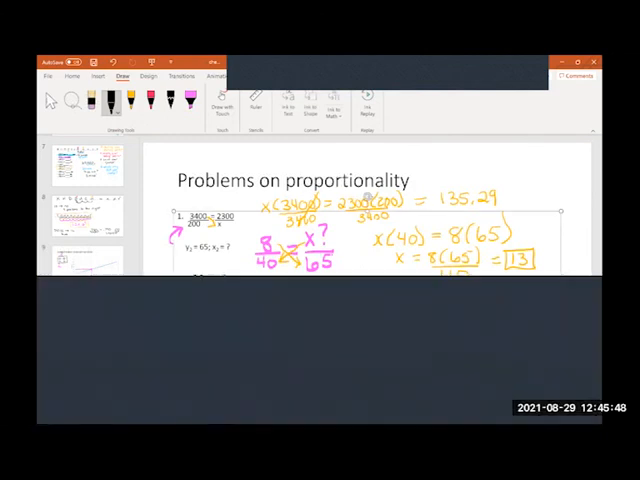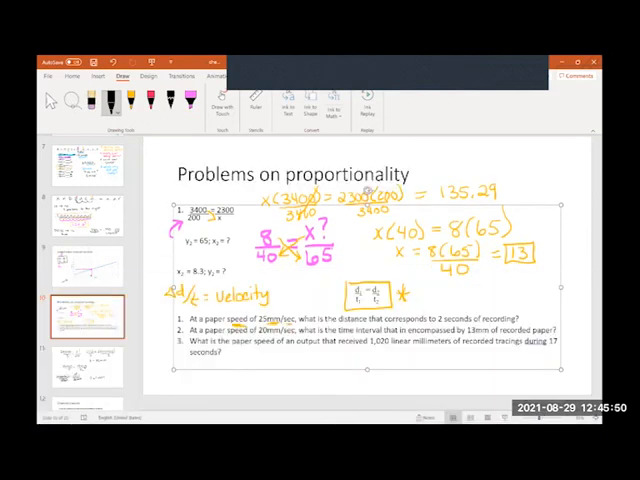What about this third problem? What is the paper speed of an output that received 1,020 linear millimeters of recorded tracings during 17 seconds? Well, this is no longer a proportionality problem. This simply means you're trying to find out the speed. So it's change of distance divided by time. And now we get 60 millimeters per second.